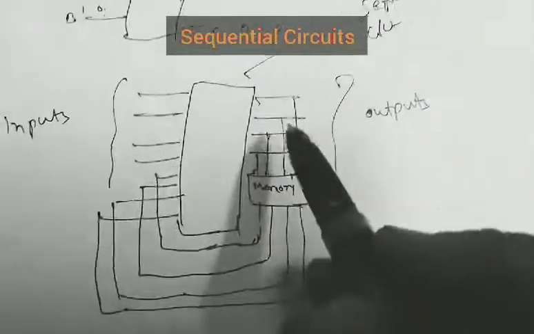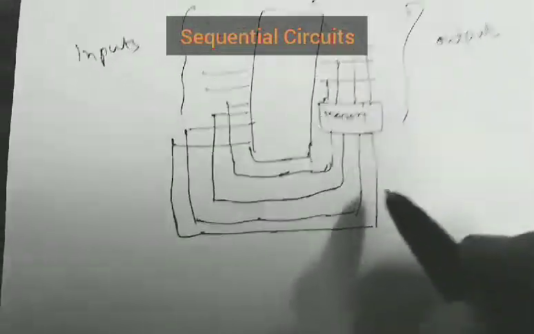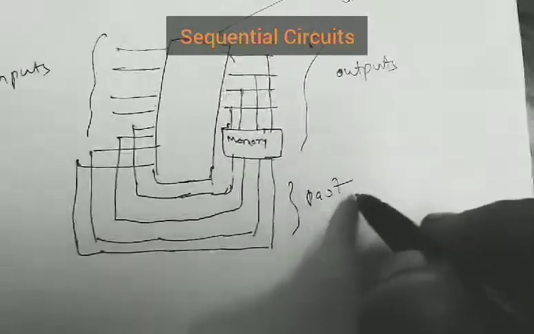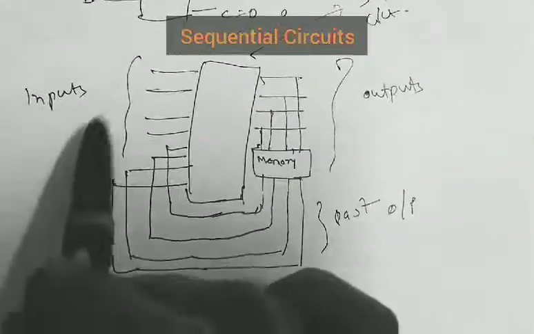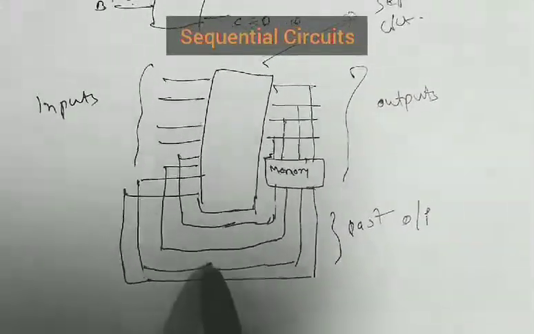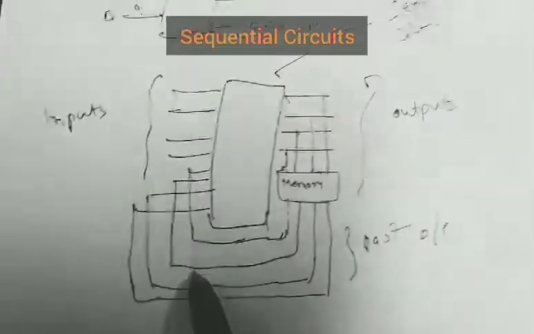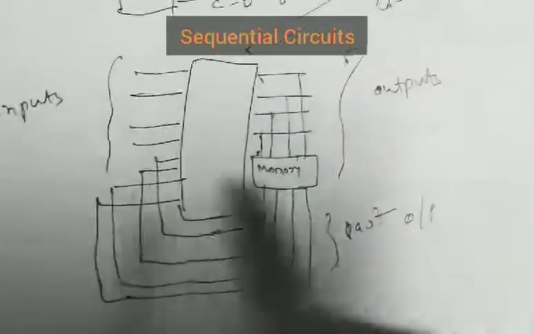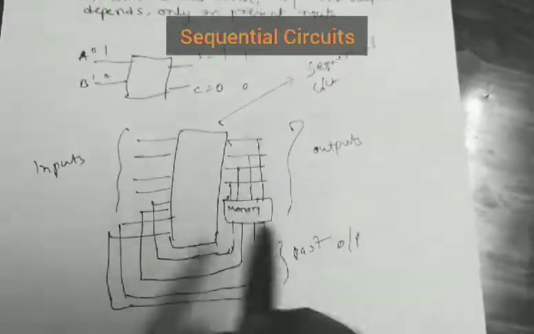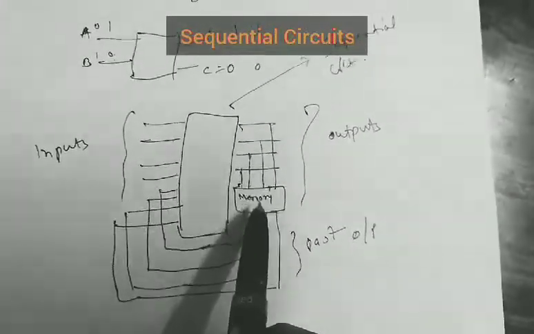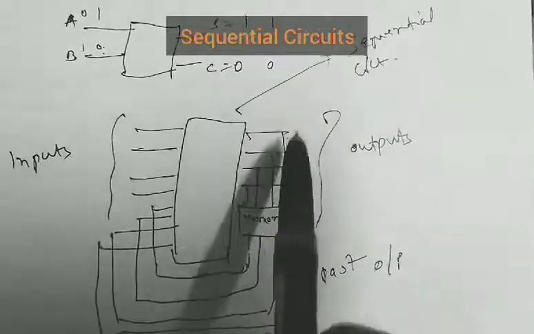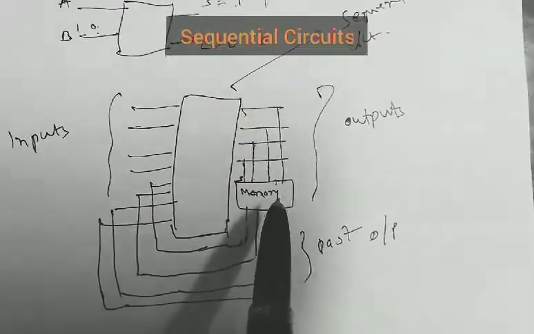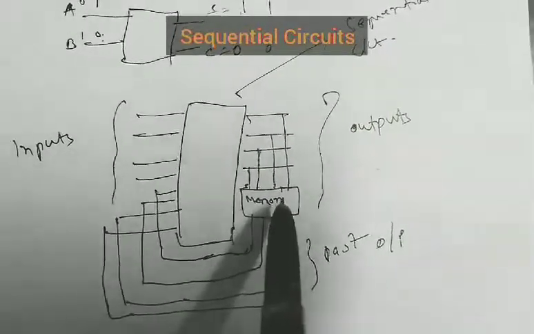It depends on the present output, and this is our past output. Present input, past output, and present output. One thing to note here is that the memory where we are storing the output is nothing but the basic flip-flop, which we are going to study in our later topics.